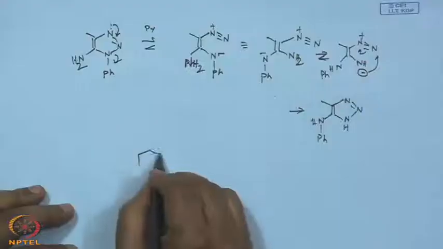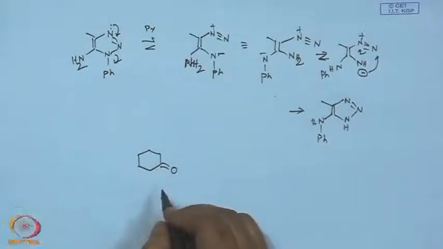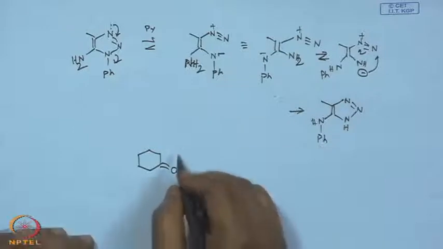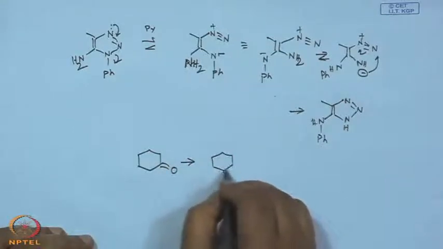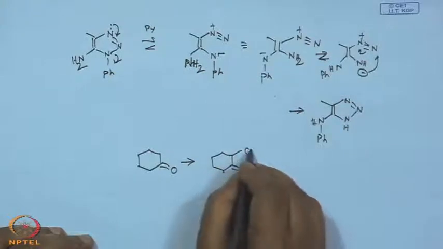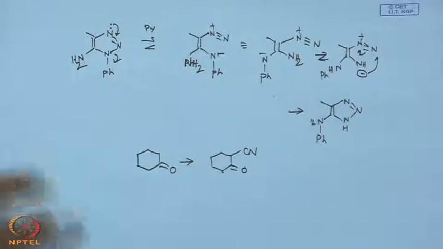Let me just mention one more very similar kind of rearrangement. It is not exactly the Dimroth rearrangement. For example, if you are to make, let us say, a compound of this kind, cyclohexanone with an alpha cyano group, an alpha cyanoketone, how do you make it? There are so many ways to make it.